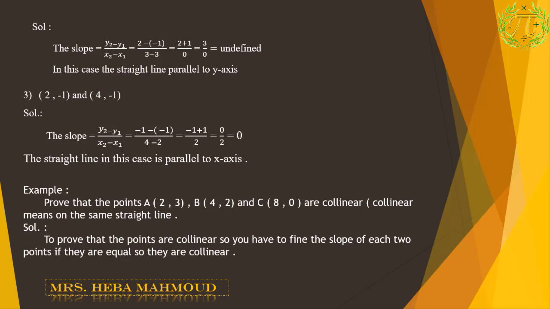Example, prove that the points A (2, 3), B (4, 5), and C (8, 0) are collinear. Collinear means that the 3 points are on the same straight line. Solution. To prove that 3 points are collinear, you have to find the slope of each 2 points, and if they are equal, then the 3 points are collinear. First, you have to find the slope of AB.